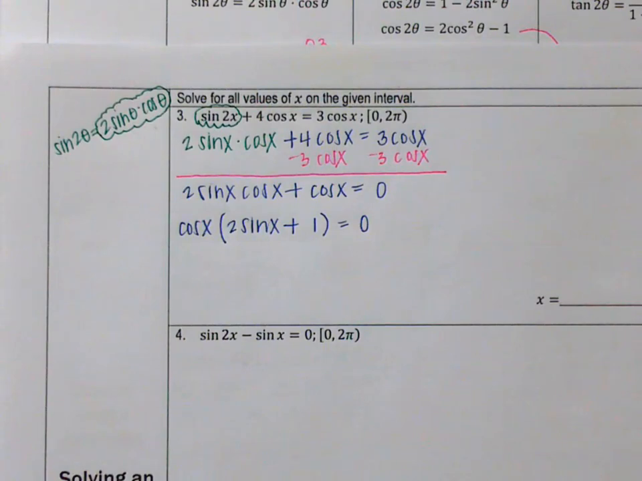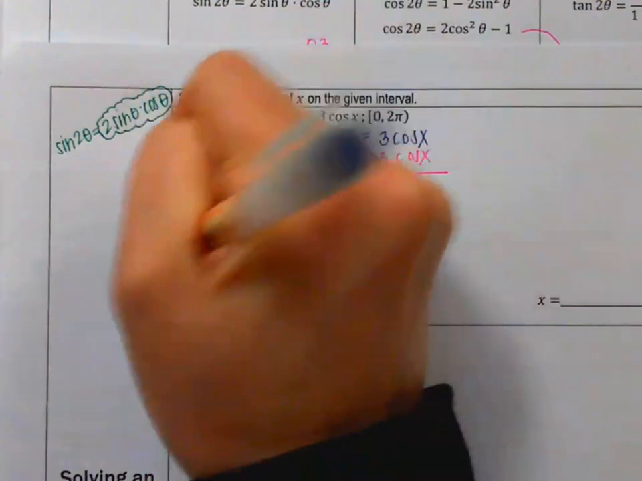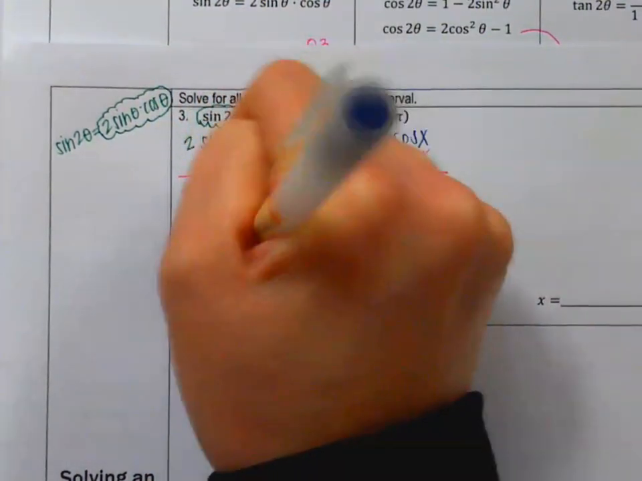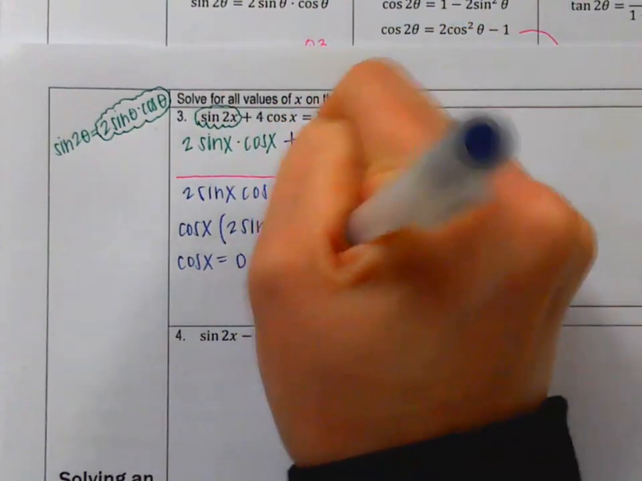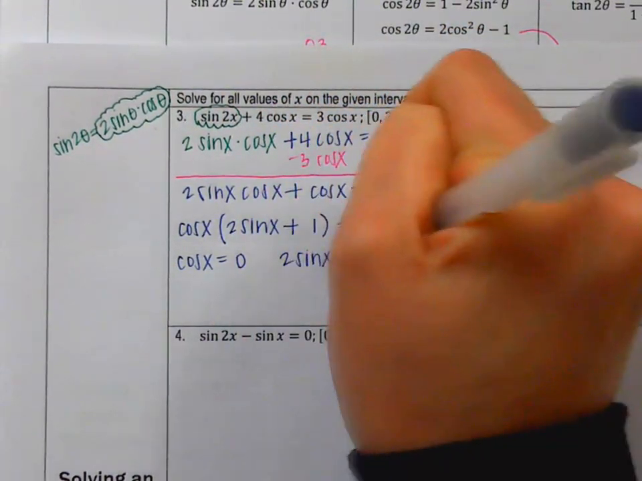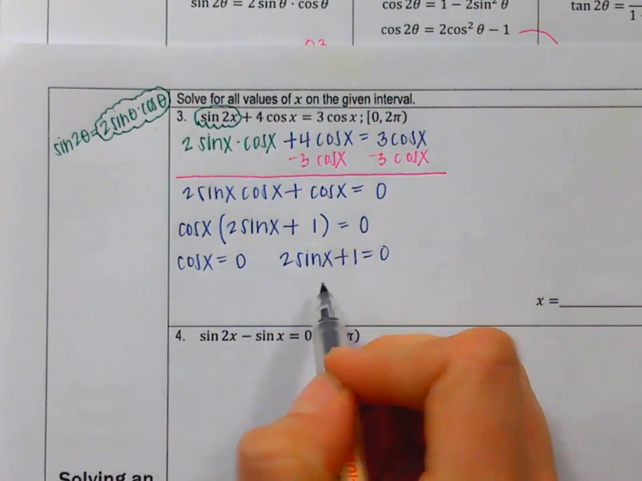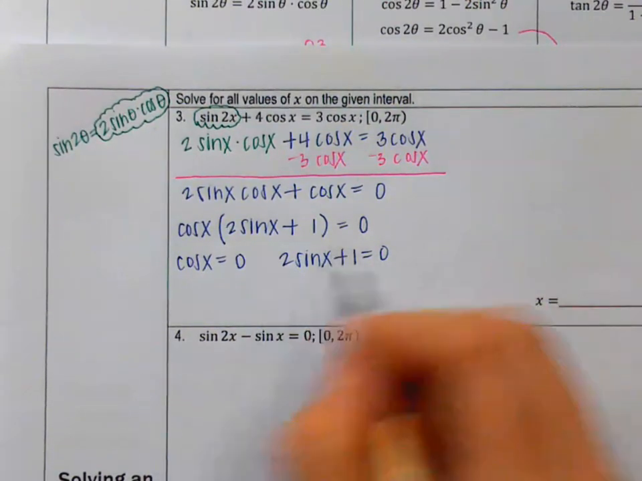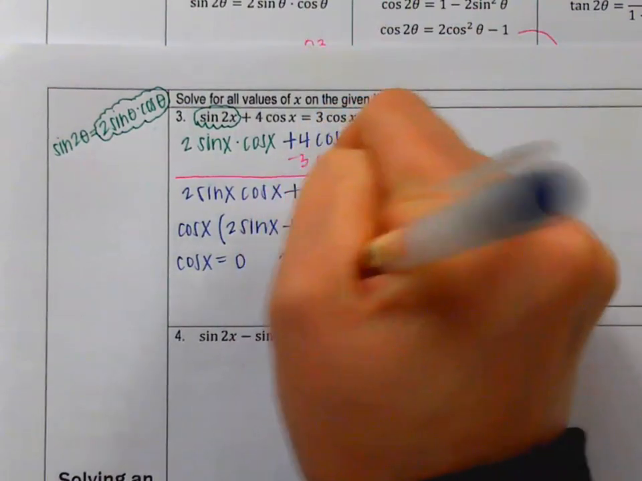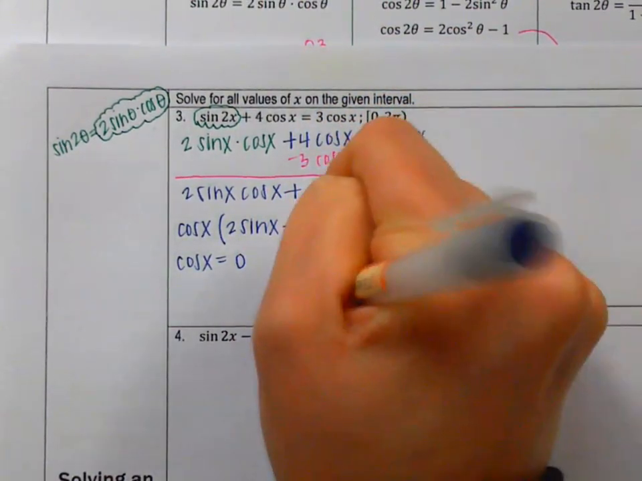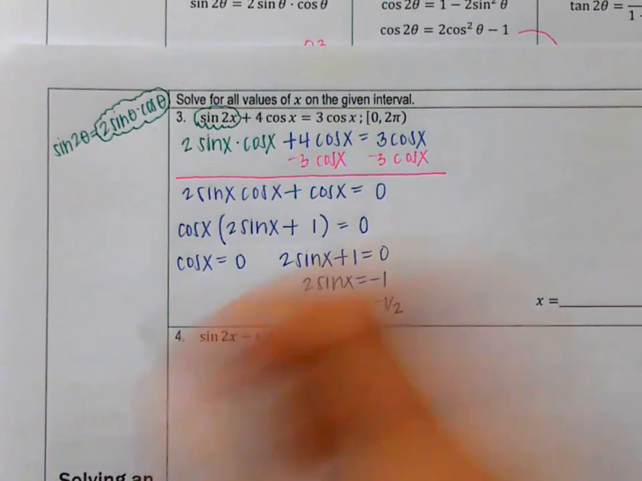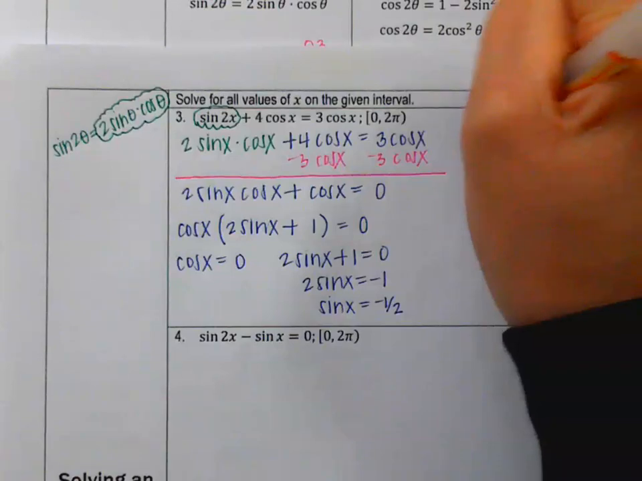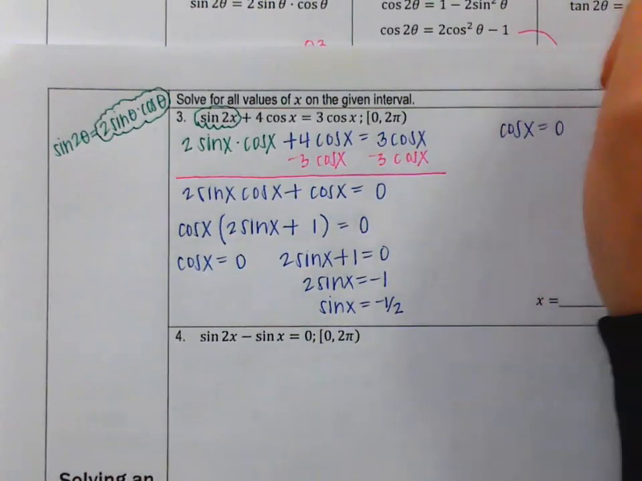Okay, so now that it's totally factored, there's nothing more I can do. I can set each factor equal to 0 and start to solve. So I have cosine x equals 0. That's solved for. And then I have 2 sine x plus 1 equals 0. For this one, I just have to get sine x by itself. So I'm going to subtract 1, divide by 2, and I get negative 1/2. So I have two things. Now is when I need to go to my unit circle.